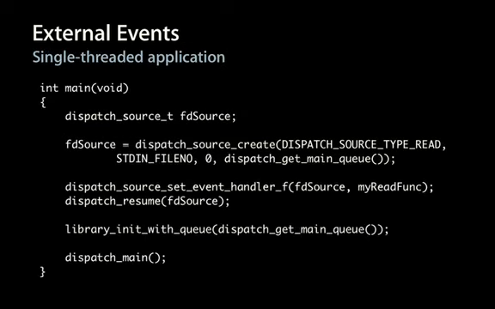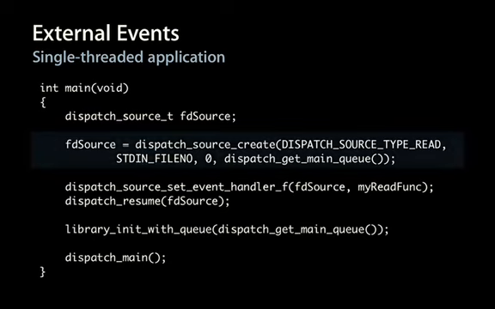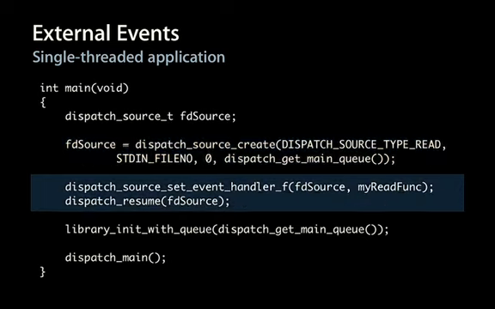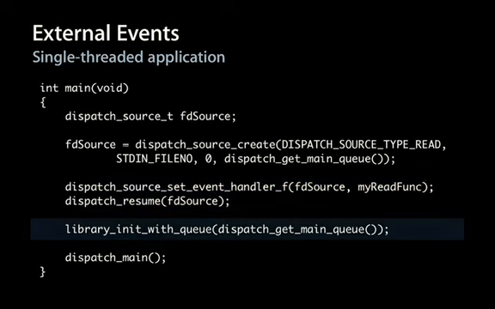So for a single-threaded application, I'd like to give a quick example. Inside of main, we could create a source to monitor standard in, find out when someone's pecking at the keyboard. We'll direct the events to the main queue. We'll set a handler, and for brevity, we'll use a function-based handler. And then we'll resume the source. That resumption lets GCD know that it can now start firing that function on that queue whenever there's an event on standard in.